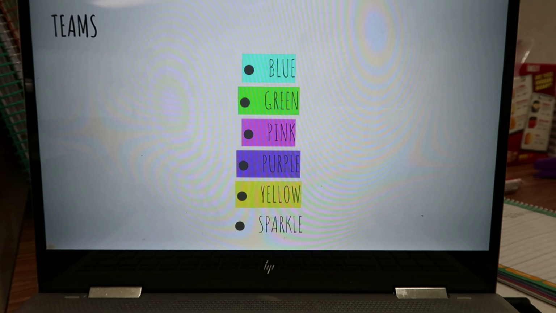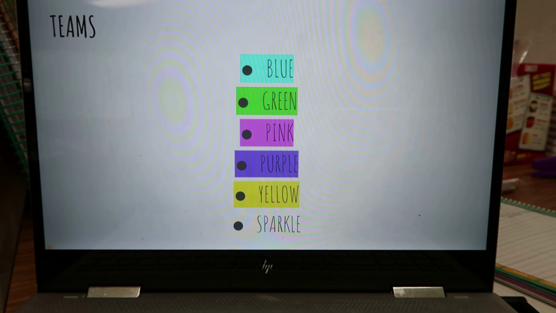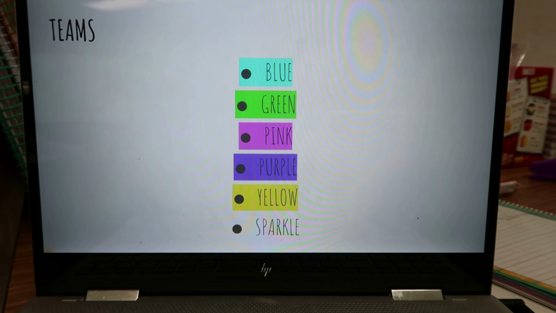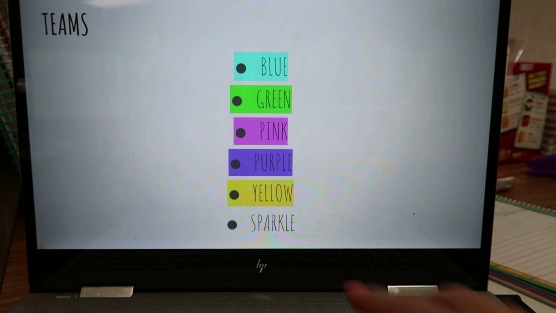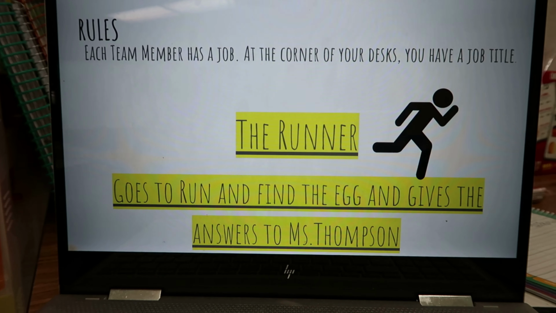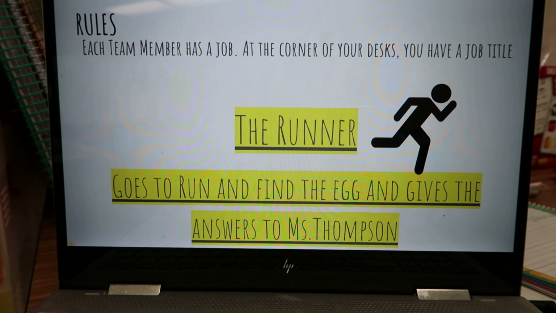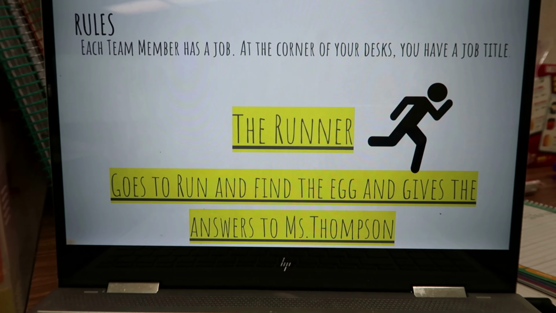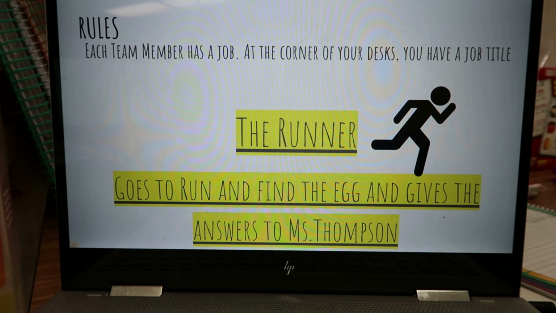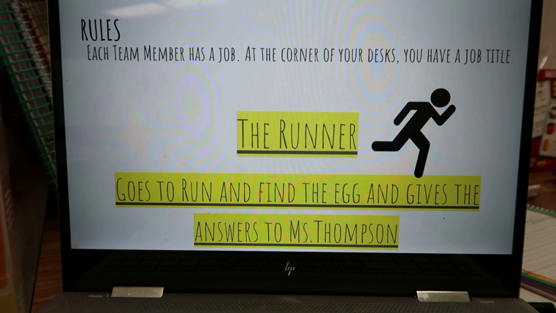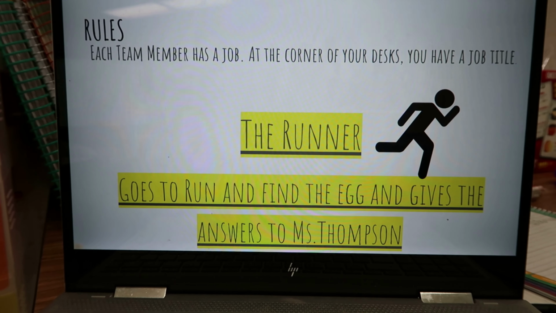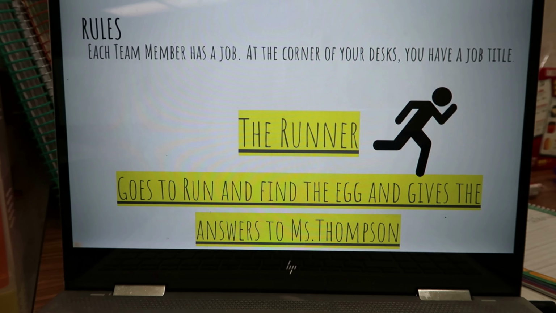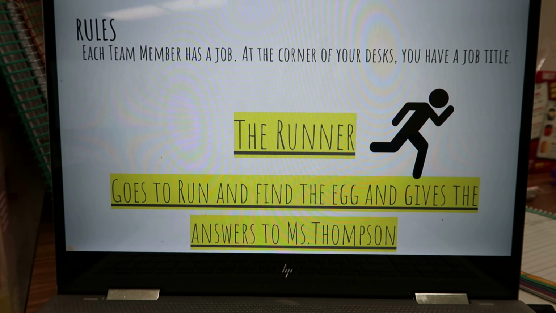First, I'm going to introduce the teams, and I made little plate cards to put at each table group. So we have a blue team, green team, pink, purple, yellow, and sparkle team. I wanted to make sure that every student has a job, so that way they feel included and they can have their own little part to focus on with the big picture of the team. So I'm introducing the teams now.